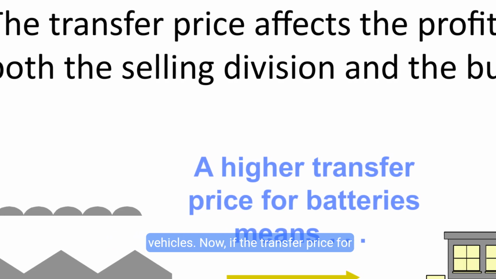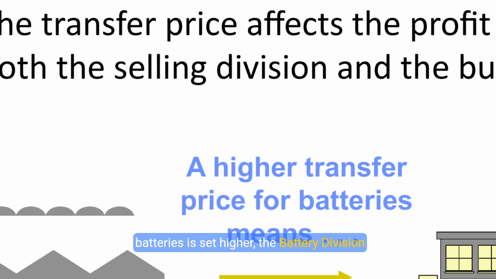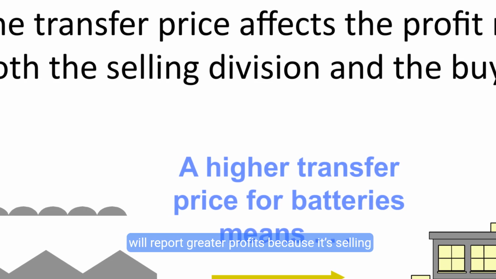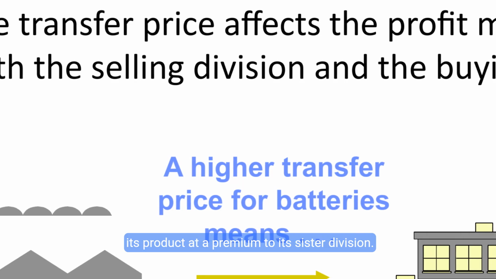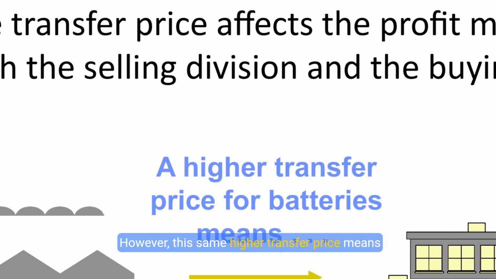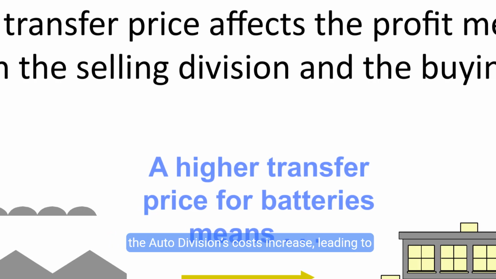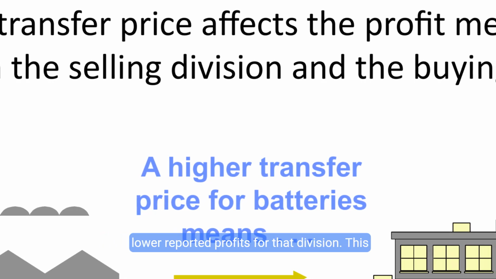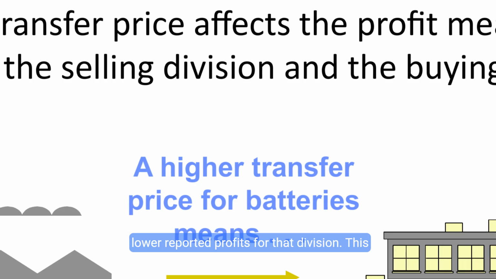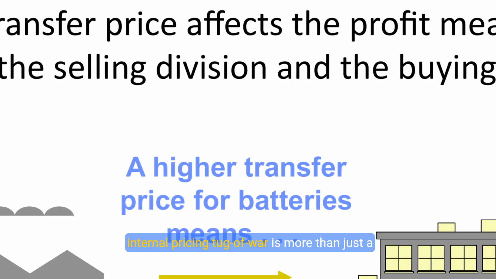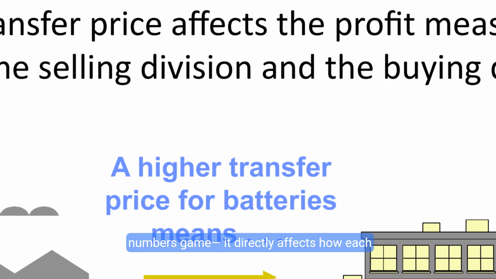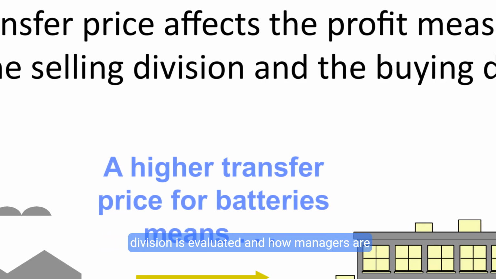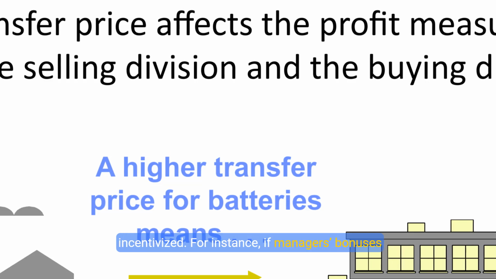Now, if the transfer price for batteries is set higher, the battery division will report greater profits because it's selling its product at a premium to its sister division. However, this same higher transfer price means the auto division's costs increase, leading to lower reported profits for that division. This internal pricing tug-of-war is more than just a numbers game. It directly affects how each division is evaluated and how managers are incentivized.